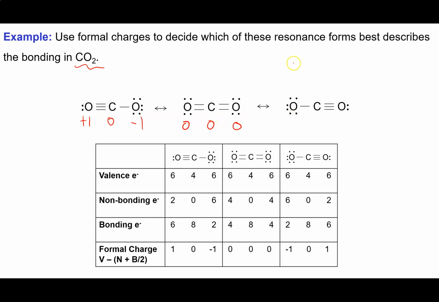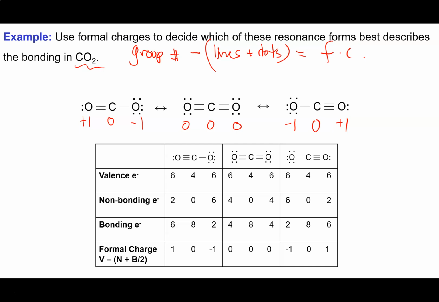And then we'll look at this one. 6 minus 1, 2, 3, 4, 5, 6, 7. So that's going to be -1. 4 minus 1, 2, 3, 4. So that will be 0. 6 minus 1, 2, 3, 4, 5. And that will be +1. Okay, so you can see what I was doing there. I'm doing just group number minus lines and dots, right? That's what I'm doing, and that equals your formal charge. So you can do it very quickly. You don't need to do all of these elaborate things here.